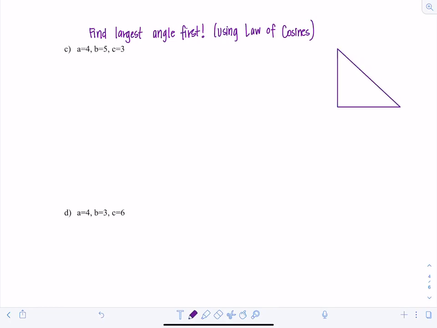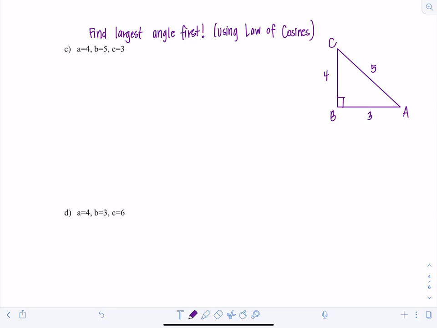Okay, so here's side A is 4, side C is 3, and side B is 5. You guys, I drew this as a right triangle on purpose. Don't you remember our 3, 4, 5 right triangle? So actually, I already know what B is, don't I? It has to be 90 degrees, but let's make sure.